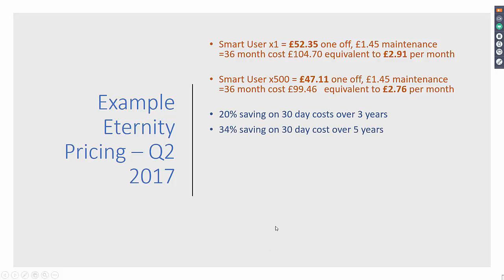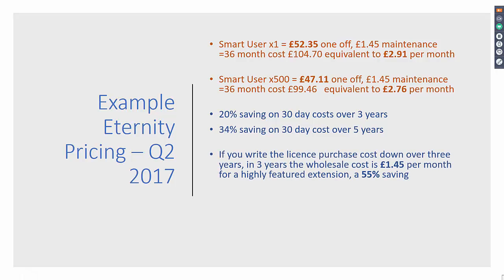But the core message really is here: you simply can make 20% more margin on the products and services you're used to selling, either through rebate or through the 30-day product, by purchasing the Eternity license, and that's 20% over 3 years. If you factored it over 5 years, you're probably seeing a 34% drop in the cost price, and therefore an increase in your margin if you keep your sale price static.